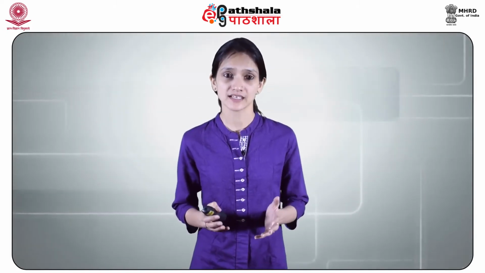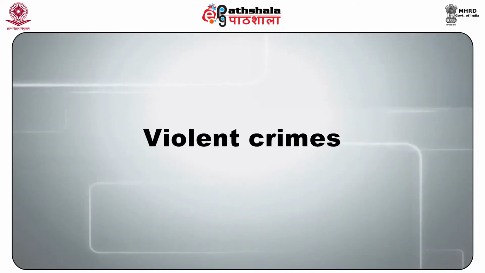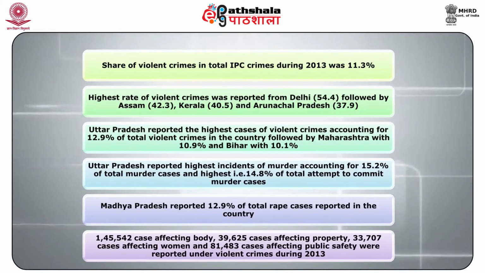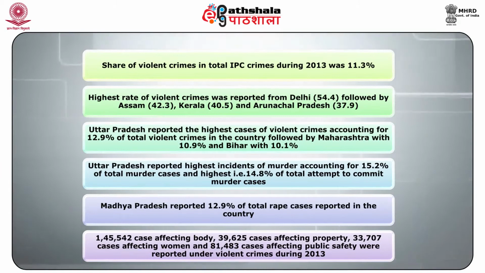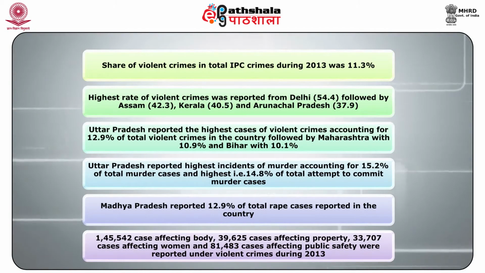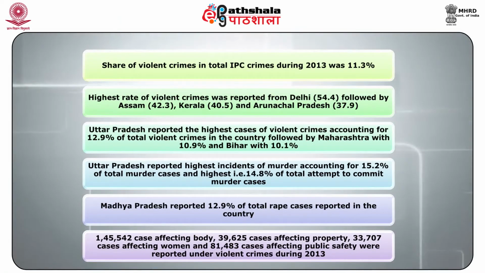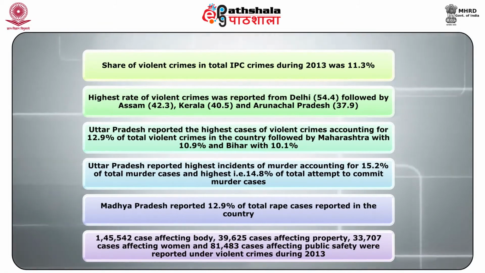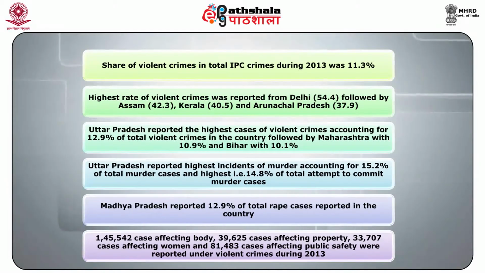Now, we will discuss in brief the crime record of the year 2013 by NCRB. First is violent crimes. The share of violent crimes in total IPC crimes during 2013 was 11.3%, which was 11.5% in 2012. The highest rate of violent crimes was reported from Delhi, 54.4, followed by Assam, 42.3, Kerala, 40.5, and Arunachal Pradesh, 37.9, as compared to 24.4 at the All India level.